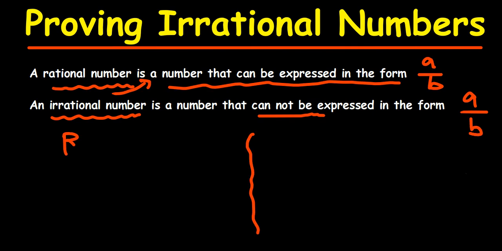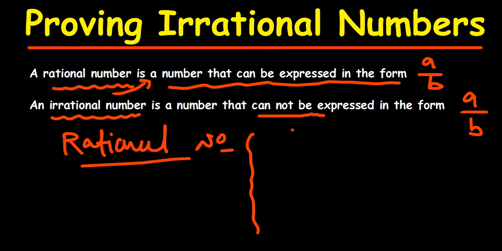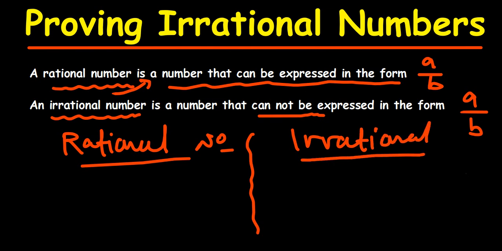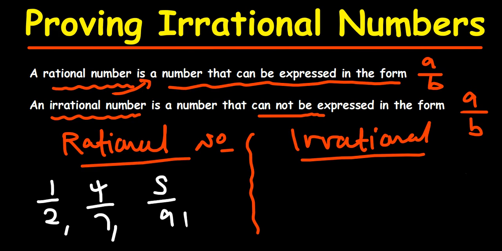Here I'll write rational numbers, and on the other side I'm going to write irrational. Rational numbers can be expressed in the form a over b. For example, 1 over 2 is a rational number. We can have 4 over 7, 5 over 9, 7 over 9. All these here are rational numbers.